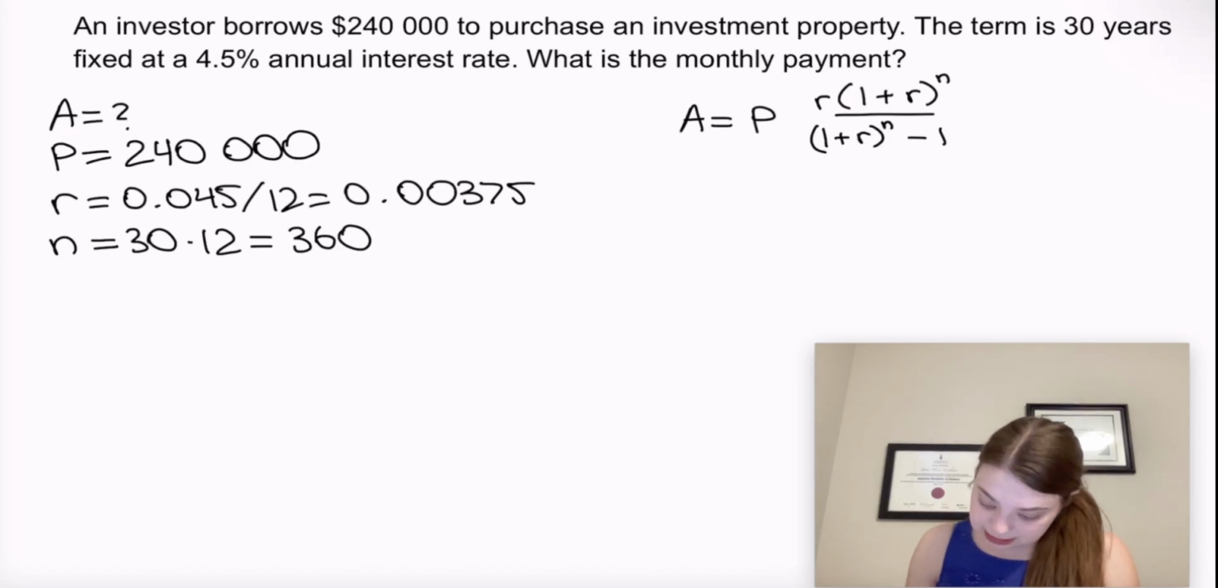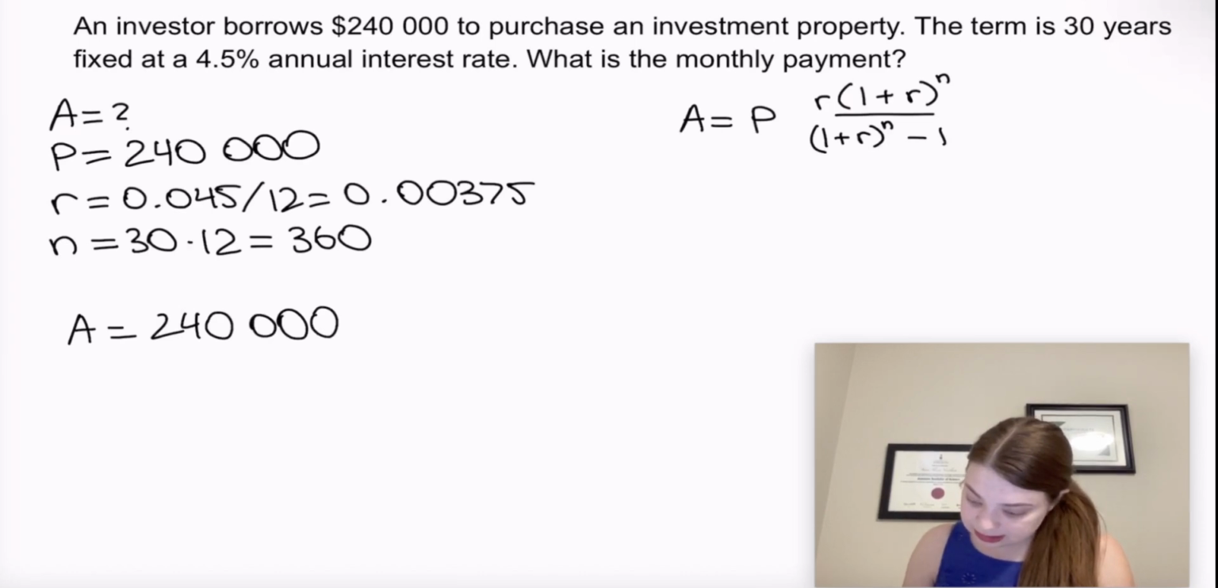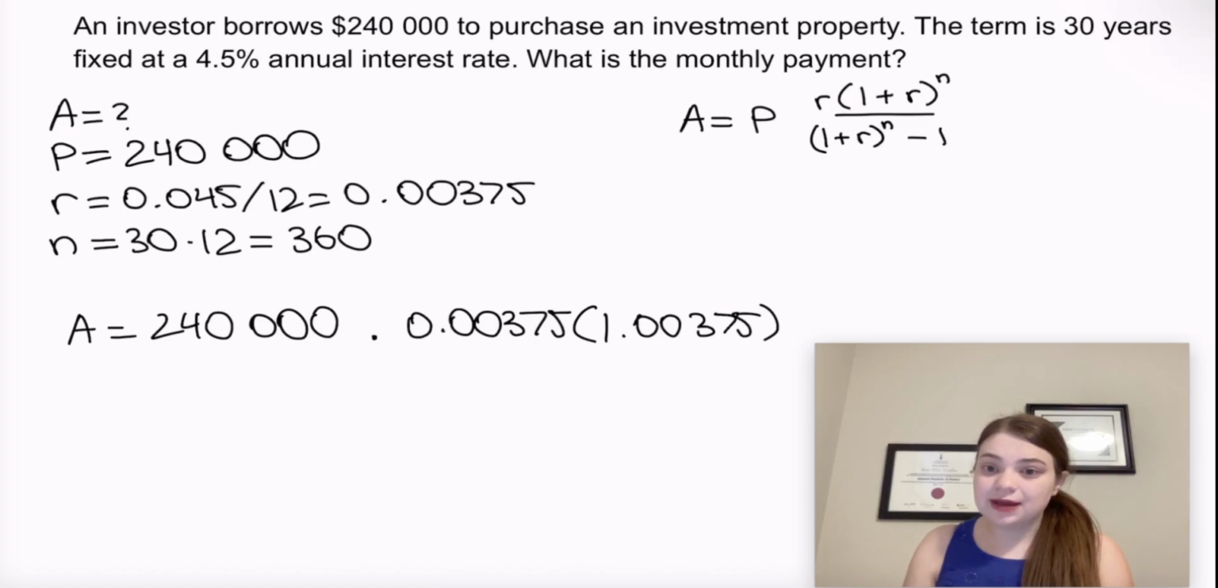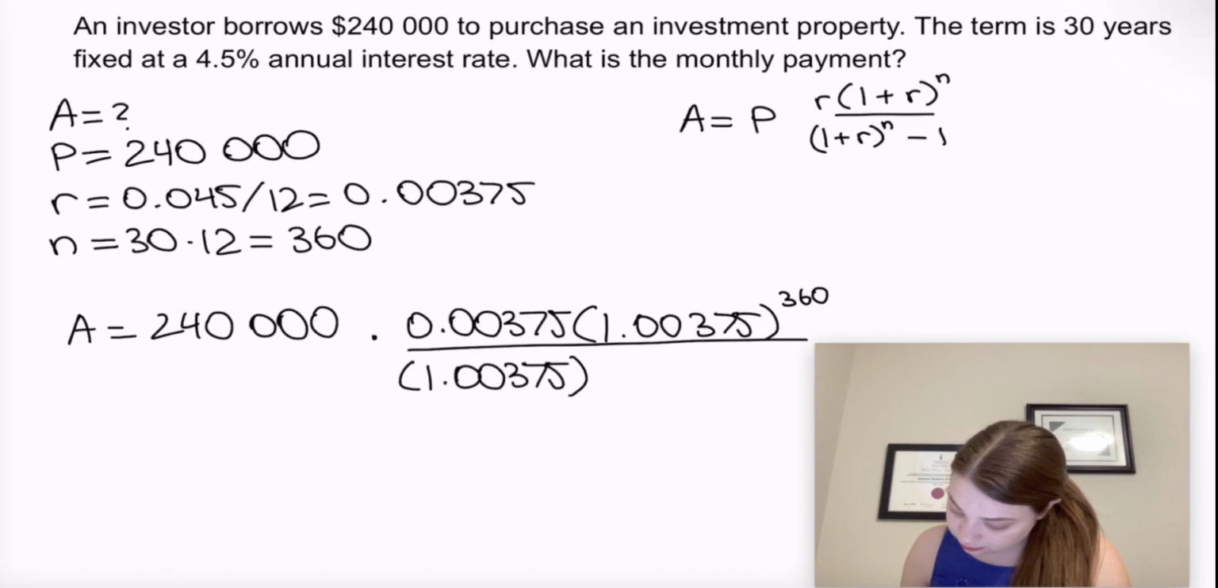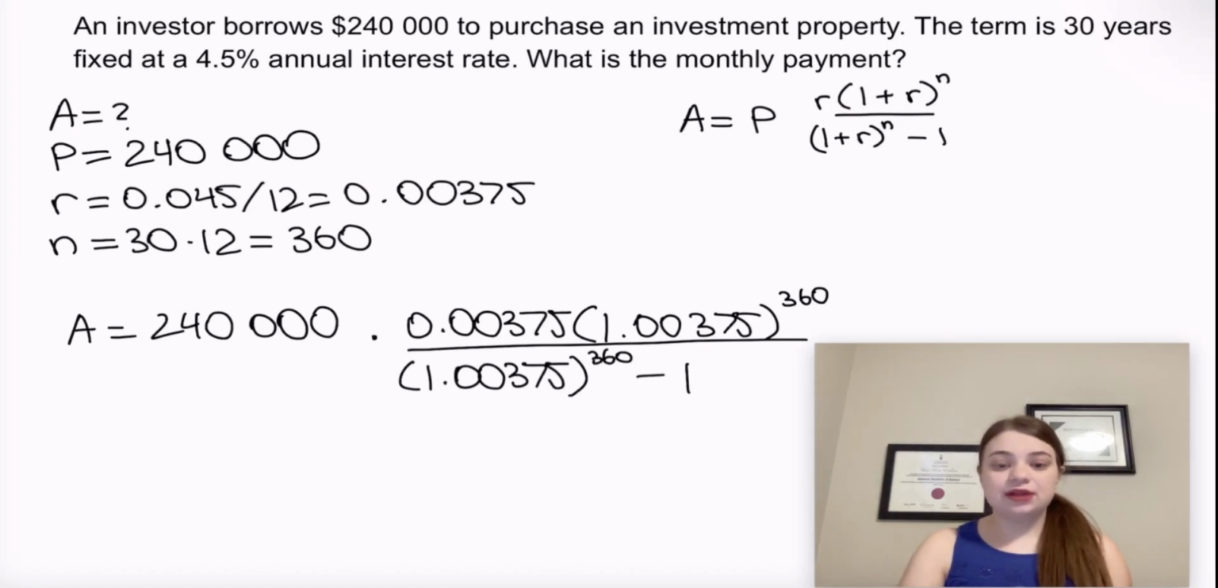Okay, so in this case, A is equal to 240,000 times R, so 0.00375, times 1 plus r, so 1.00375 to the power of n, so 360, all over 1.00375 to the power of n, so 360 again, minus 1. Okay, so let's plug this in and see what our answer is.